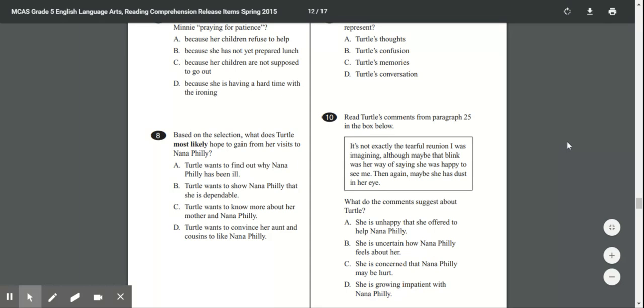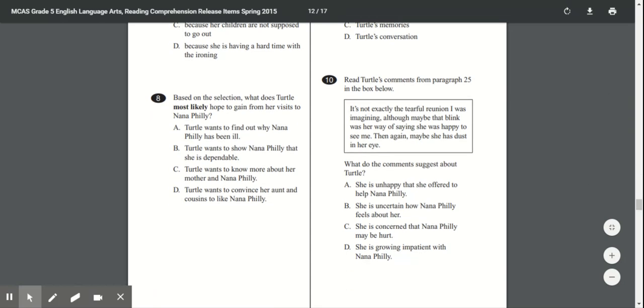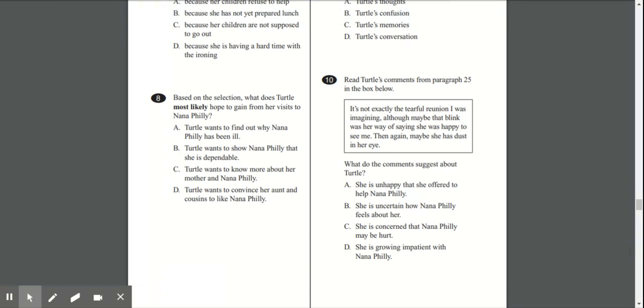Okay, let's go to number 10. Read Turtle's comments from paragraph 25 in the box below. "It's not exactly the tearful reunion I was imagining. Although maybe that blink was her way of saying she was happy to see me, then again, maybe she has dust in her eye." What do the comments suggest about Turtle? A. She is unhappy that she offered to help Nana Philly. B. She is uncertain how Nana Philly feels about her. C. She is concerned that Nana Philly may be hurt. Or D. She is growing impatient with Nana Philly.